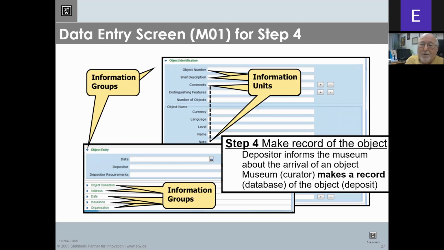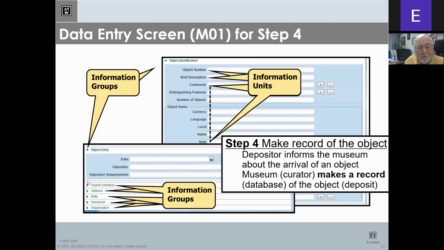We have here information units. This is laid down in the XML, Spectrum XML, for example. I think this is no longer available, but to 95% it's still valid. And then you have the information units and the information groups. The information group here is, for example, object entry, object collection, address, date, and so on. That is a proposal for a layout of a data entry screen.